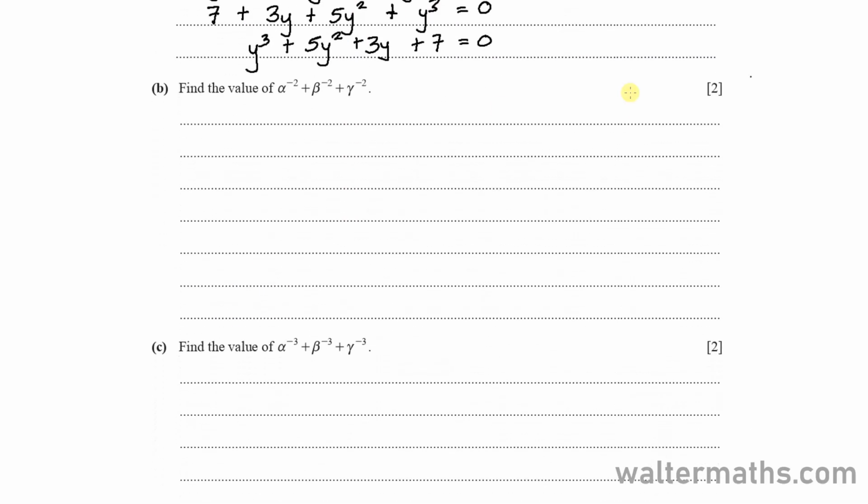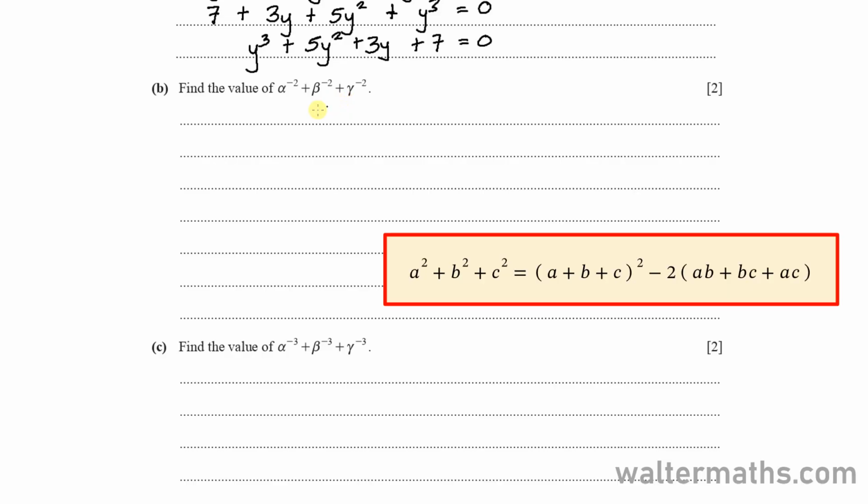On part B, the question goes, find the value of alpha to the minus 2 plus beta to the power minus 2 plus gamma to the power of minus 2. So using this important result, we can say this is equal to the summation of roots of the form alpha to the power minus 2. And this should be equal to the summation of roots of the form alpha to the power minus 1, and that's squared. And that's minus 2 of the sum of product of pairs of roots of this form.